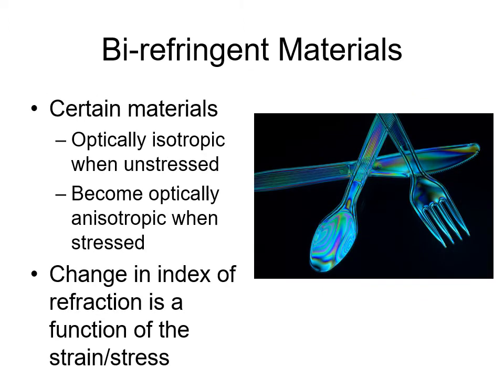Now this brings us to the topic of birefringent materials. Certain materials are optically isotropic when unstressed, and they become optically anisotropic when they are stressed. We'll see different colors change in these, as we can see over here on the right. The change in index of refraction is a function of the stress and the strain.